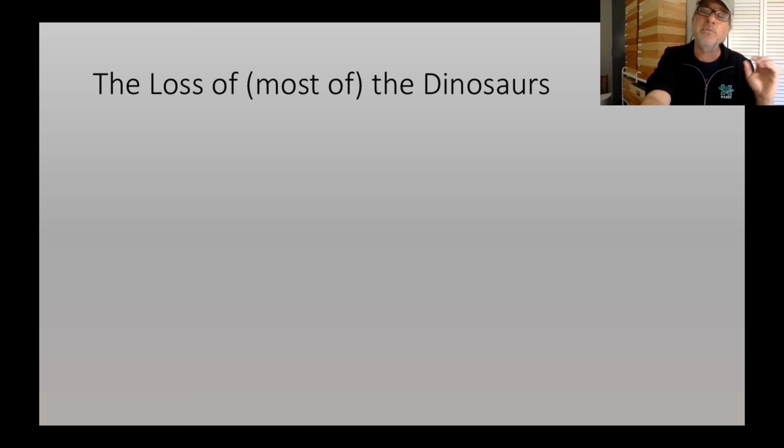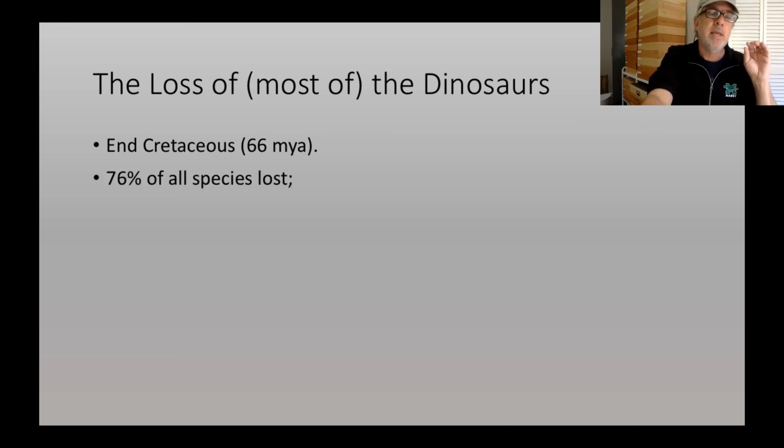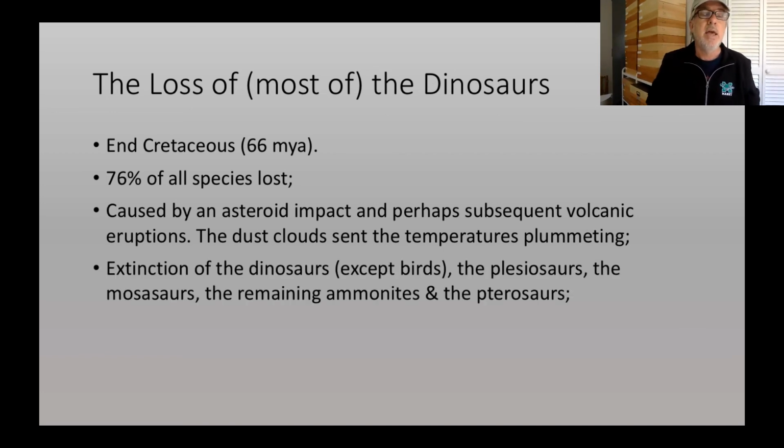The second mass extinction we're going to cover is the one that caused the loss of the dinosaurs, well, at least most of the dinosaurs. And that's the End Cretaceous extinction that occurred 66 million years ago. It is estimated that 76% of all species were lost. It was caused by an asteroid impact and perhaps subsequent volcanic eruptions. The dust clouds that enveloped the Earth sent the temperatures plummeting. The extinction of dinosaurs, except birds, the plesiosaurs, the mosasaurs, the remaining ammonites, and the pterosaurs, occurred during this period. And it's known as the KT event.